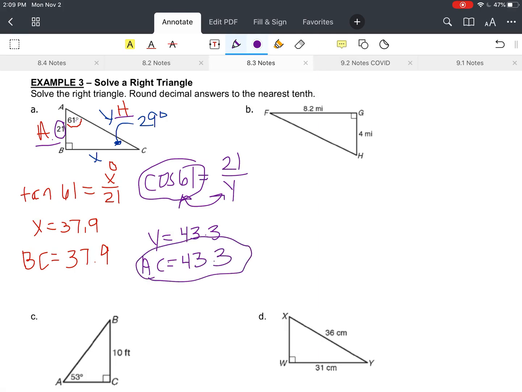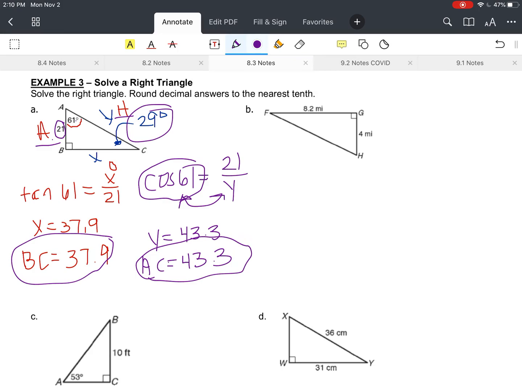And that's the same thing as AC. So we should be specific as to what our x and y is. That was AC, so 43.3. So here are the three other pieces of information they did not give you: angle C, BC, and AC. So that's how you do it if you were given only one angle and one side.